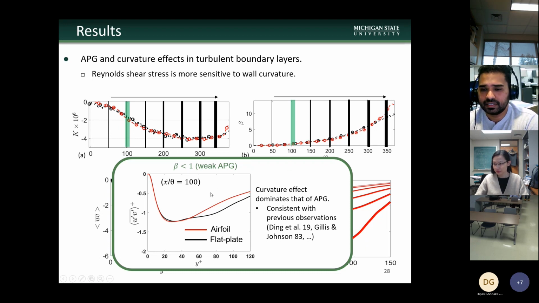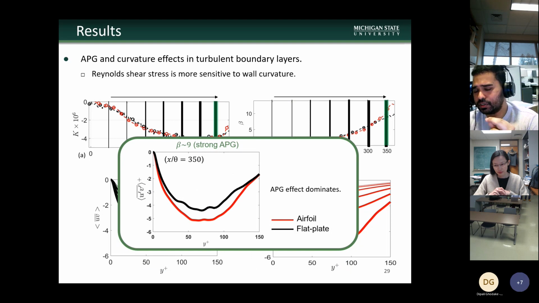And you see that at this particular location, flat plate has actually higher Reynolds stresses away from the wall as compared to airfoil, and that is because curvature effects try to reduce the Reynolds stresses away from the wall, and there is a kind of fight between curvature and APG strength at this particular location, and that's why there is a slower increase in Reynolds stresses at this particular location. But overall, we have a good variation between the two cases.